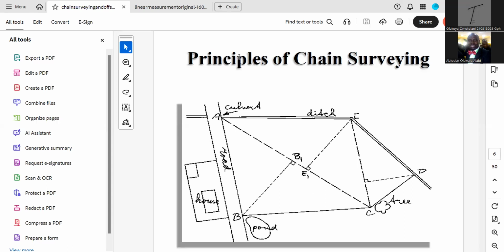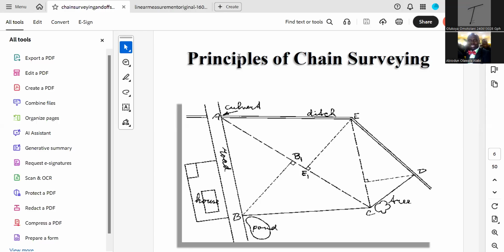So you have tie lines. Your tie lines are used to locate interior details within the property or within the area to be surveyed. In doing that, you carry out perpendicular offsets or oblique offsets. So have I differentiated between tie lines and oblique offsets now? Oblique offset is just a procedure, or let me just use offset. When I say offset, you can use either perpendicular or oblique offset.